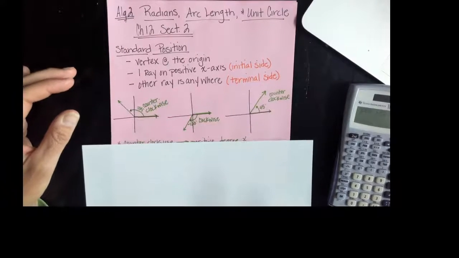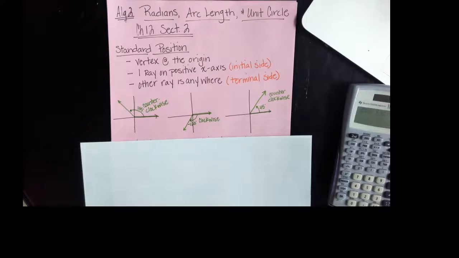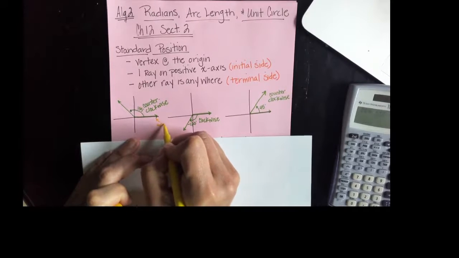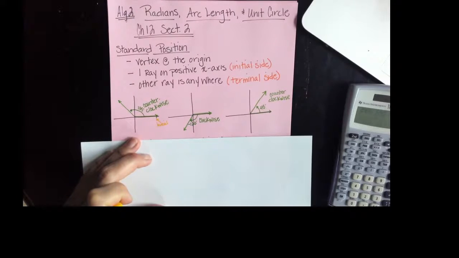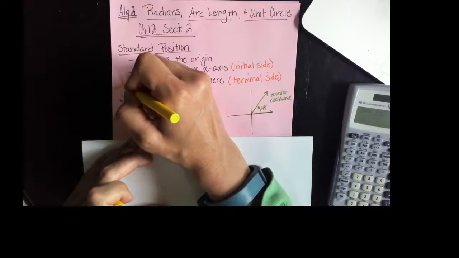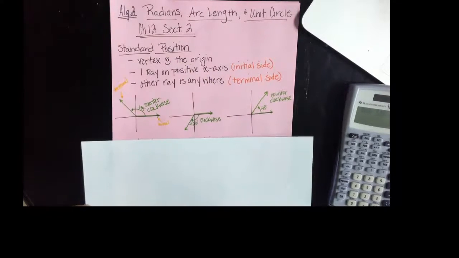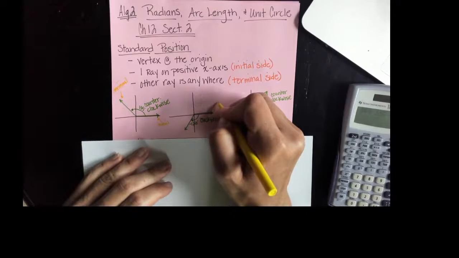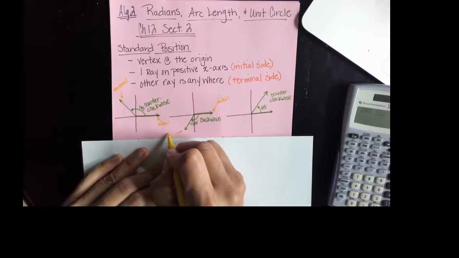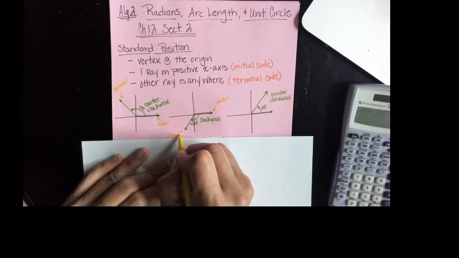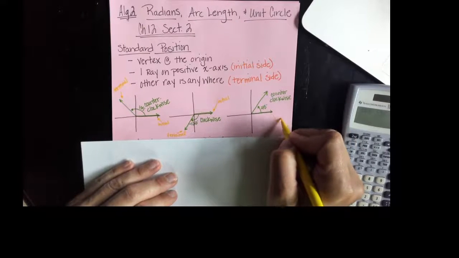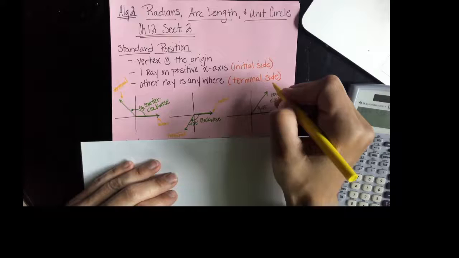So when we look at a couple examples, you will see that this right here is the initial side, because that's sitting on our x-axis, and this is our terminal side because it ends somewhere else. So again, initial side on the positive x-axis. Terminal side is again where it ends. Same thing here, initial side and terminal.